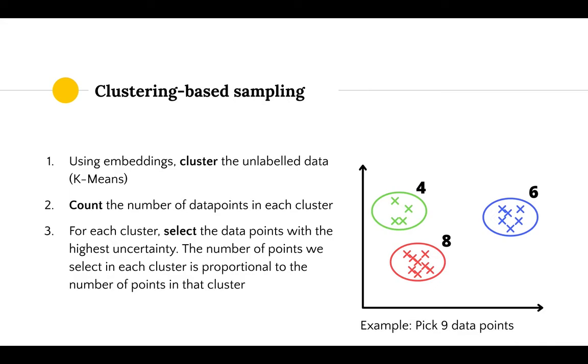The number of data points we choose from each cluster is proportional to the number of data points within that cluster. In this example, we were told to pick 9 data points, and we will select the top 2 from green, the top 3 from blue, and the top 4 from red.